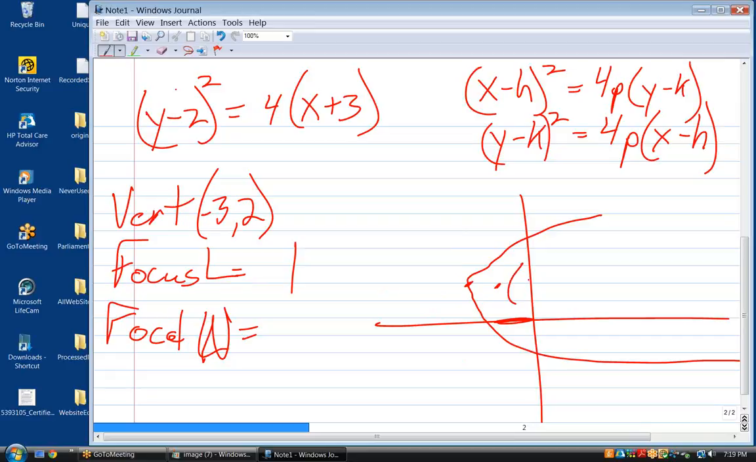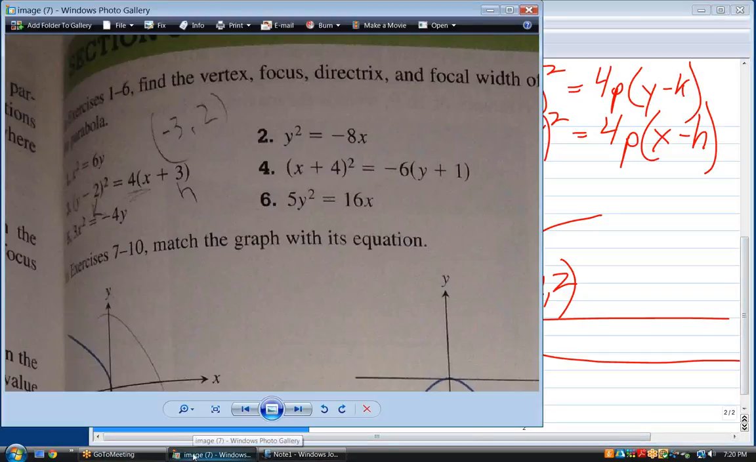So what are the coordinates on this focus? On that one would be -2, 2. Okay, good. And the focal width is 4. Okay. You said 1, 2, and 3 only? Yeah, and then the next ones are 7 through 10.